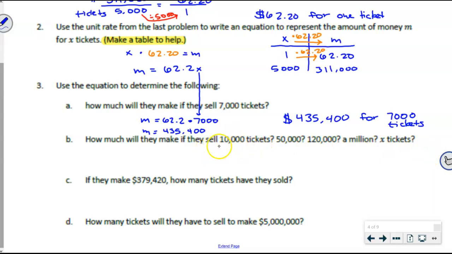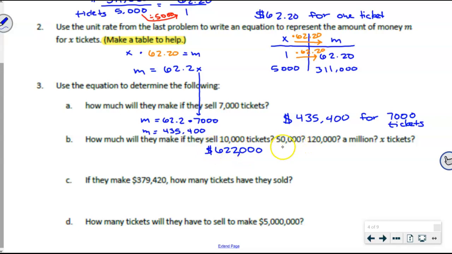10,000 tickets, what is that going to be? I'm just going to write it right below. Cambria? 622,000. Yes. Is that right? That's right, right? The answer key shows something different, but that is correct. 622,000, so I would need an extra zero. Is that right? That's better. Okay. $622,000.